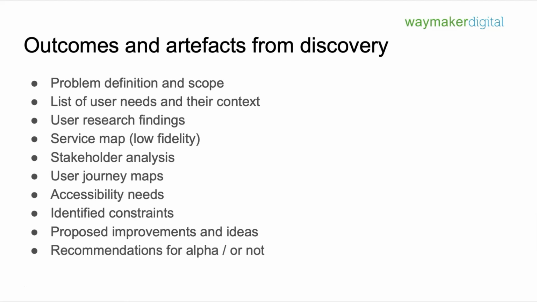Number one is the problem definition and scope. You should have that documented. You should have a list of user needs based on research that you've identified and their context. You should have a report on your findings from research. Potentially have a service map. It doesn't have to be anything grandiose, it could be just a low fidelity journey map or service map, and a stakeholder analysis document to say, okay, within the space, these are the players, these are the stakeholders, this is what their roadmap looks like, and these are the dependencies, so these are the relationships that are very important in order to be able to come up with a new service or solution within this space.